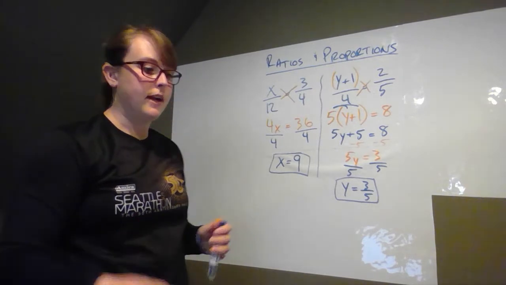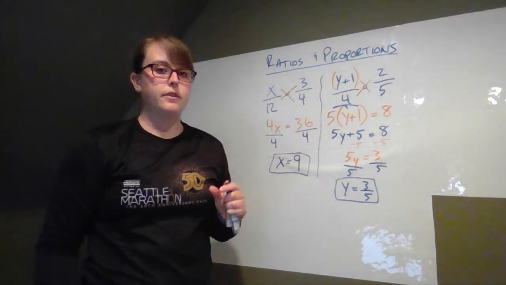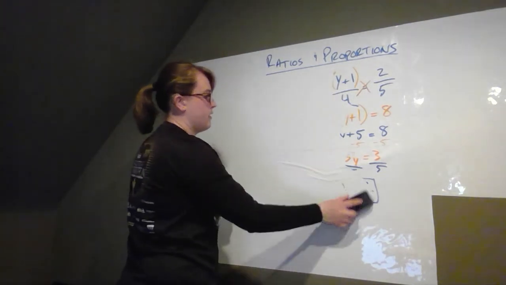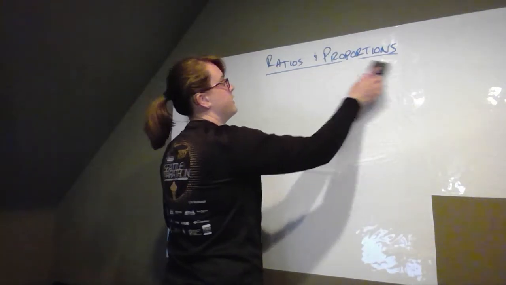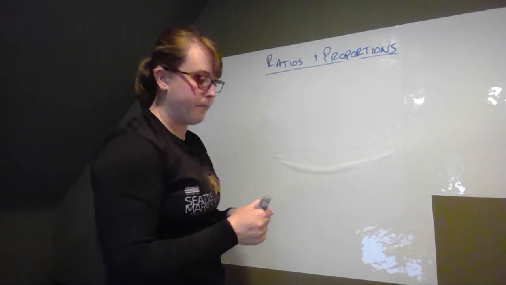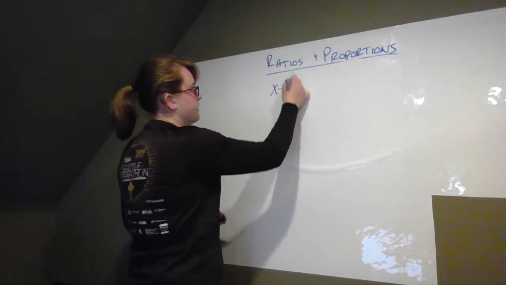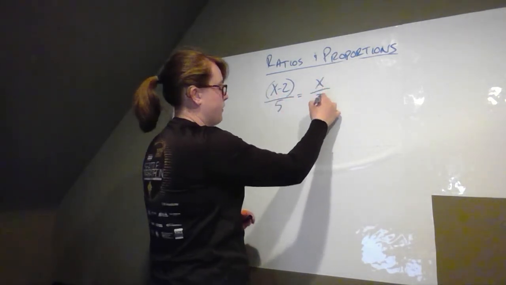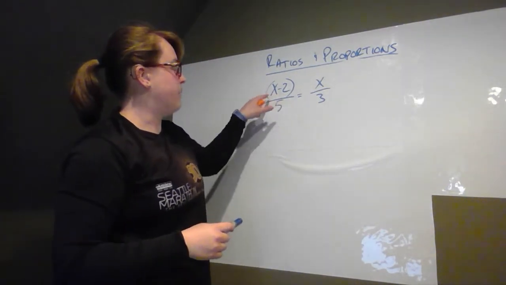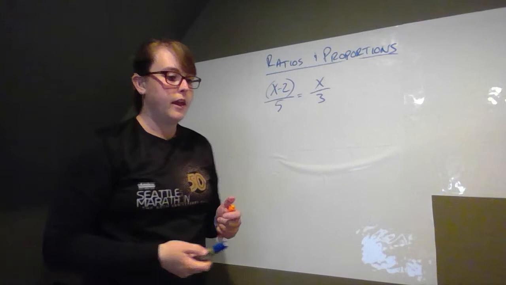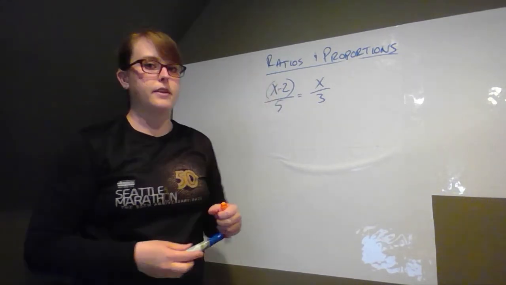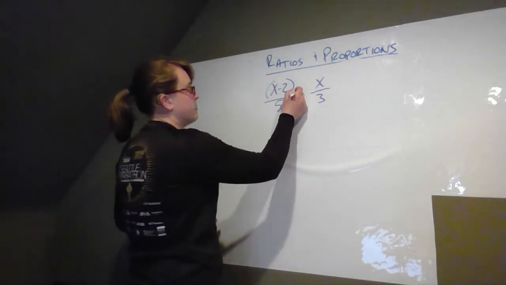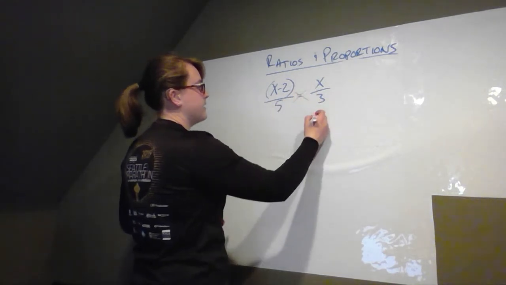Okay, let's do one last example that adds one little extra layer of difficulty. But not too much. Not ridiculously harder than what we just did. Okay, so this one we're going to have x minus 2 over 5 equals x over 3. So now there's a variable on both sides, but it's the same variable. And notice I already put the parentheses around the one on the top because we want to make sure that these terms stay together. So when I go to cross multiply, we have 5 times x is 5x.